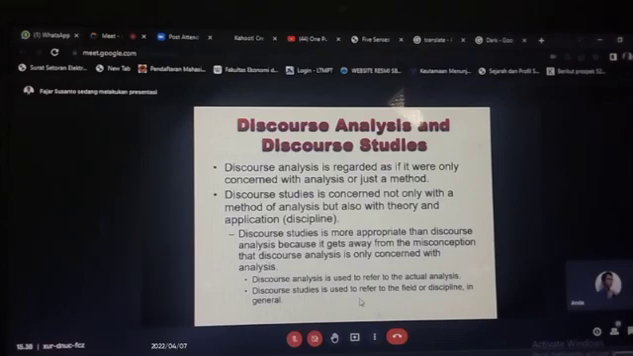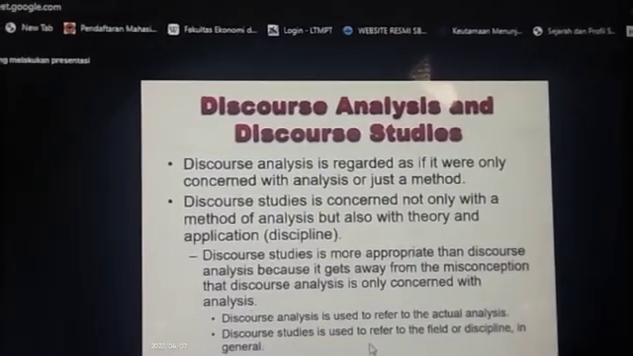The first is, according to discourse studies, discourse analysis is only concerned with analysis or is just a method. But in this expression, discourse analysis is used as if it were only concerned with analysis and just a method. As if it were. So this is about the unreal fact, the unreal fact that actually when you learn discourse analysis, you will have not only the way you analyze, or the method to analyze language in context, but also some disciplines or theories about discourse analysis.